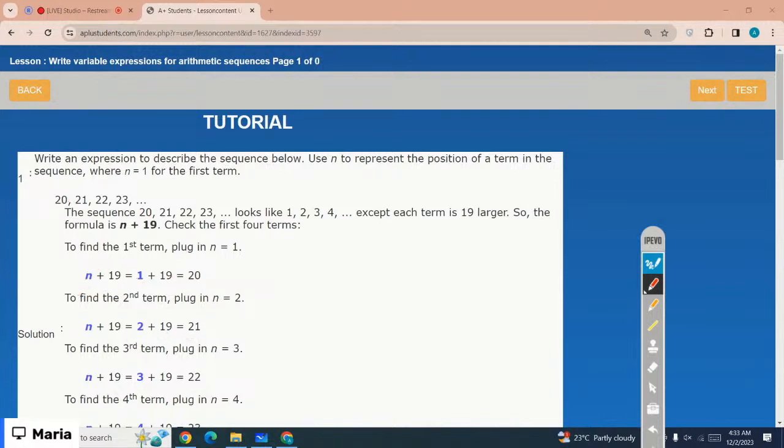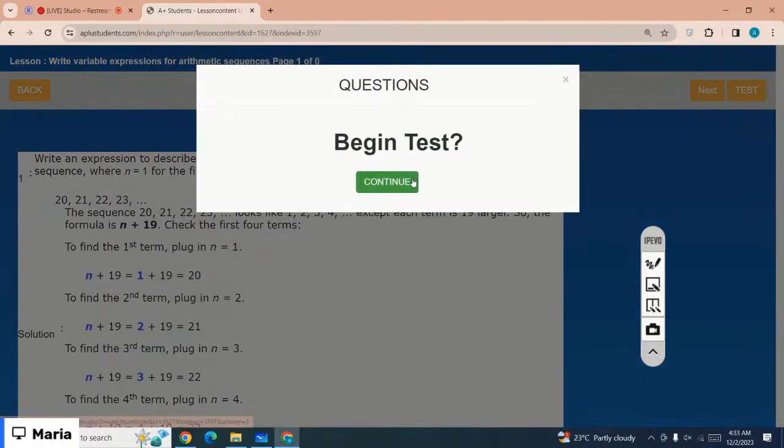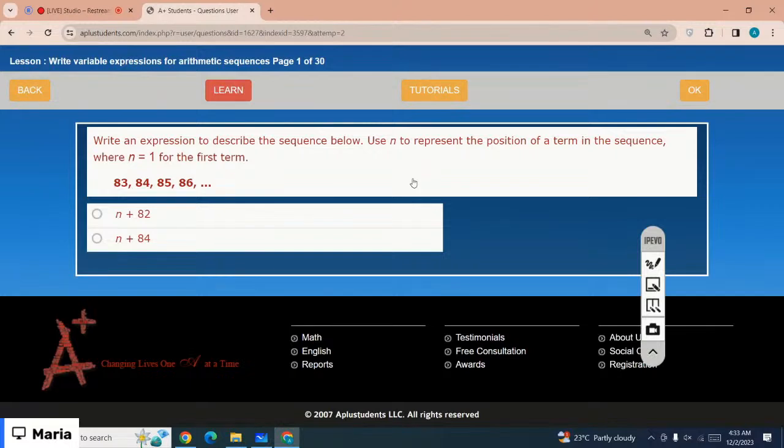This is already solved. Let's just do the one on the test, then that would be very easy for you to understand. Okay, let's see. You have to write an expression to describe the sequence below. Use n to represent the position of a term in the sequence where n equals 1 for the first term. Okay, you are given the options.